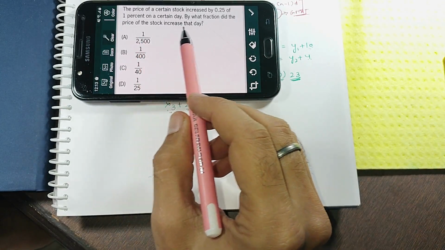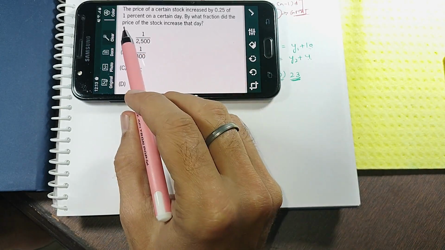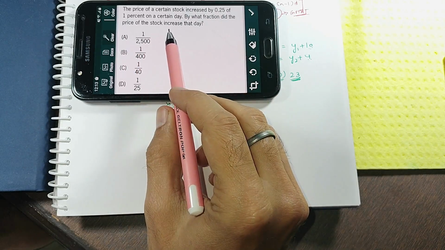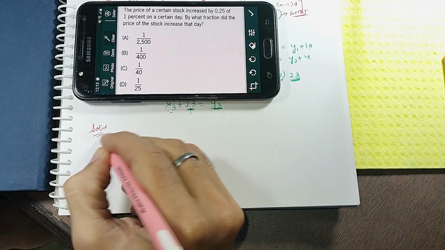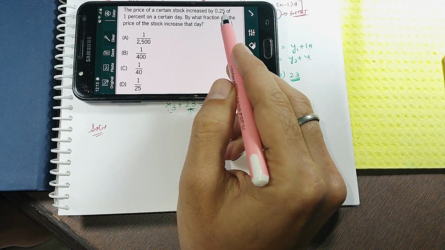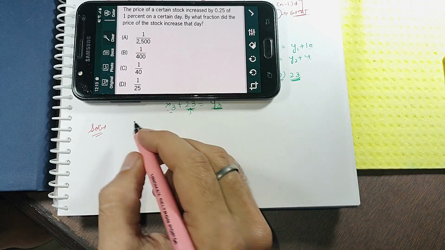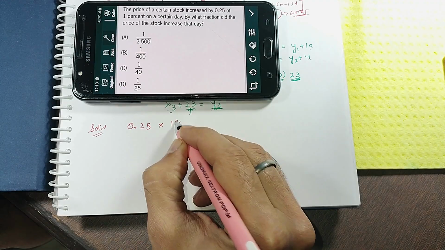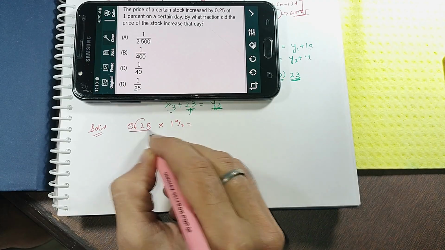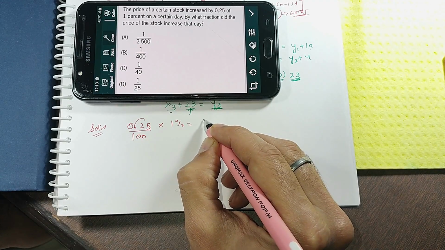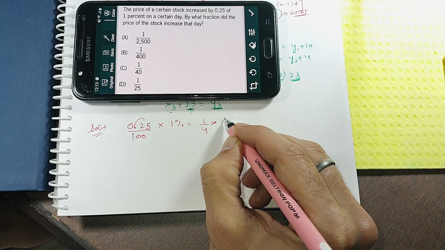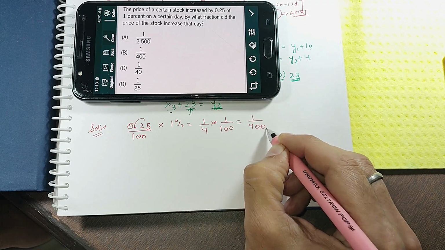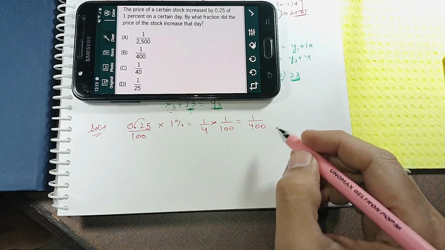The price of a certain stock increased by 0.25 of 1% on a certain day. By what fraction did the price of the stock increase that day? So you have been given that the price of a certain stock increased by 0.25 of 1%. So 0.25 of means multiply by 1%. Removing the decimal, we get 25 by 100, or I can say 1 by 4, into 1% is 1 upon 100. So this in fraction form will be 1 upon 400. So the right option will be option B.